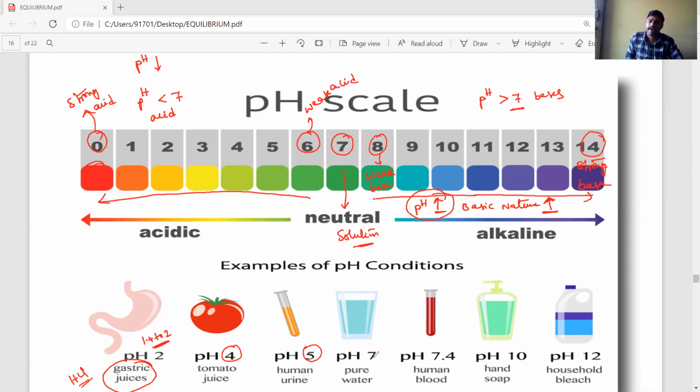And pure water pH is 7, because in pure water the H plus ions concentration is equal to the OH minus ions concentration. That's why for pure water pH is equal to 7. And human blood is slightly basic, a weak base, because its pH is 7.4. Soaps and detergents are commonly alkaline in nature. Hand soaps are mild, with a pH of 10, and detergents and household bleaching agents are strongly alkaline, with a pH of 12.